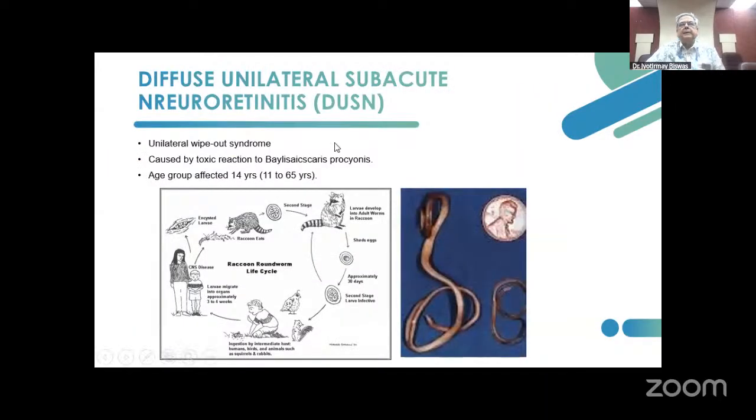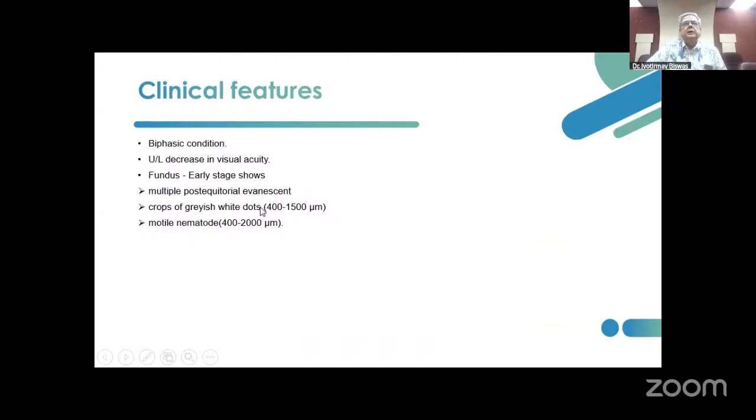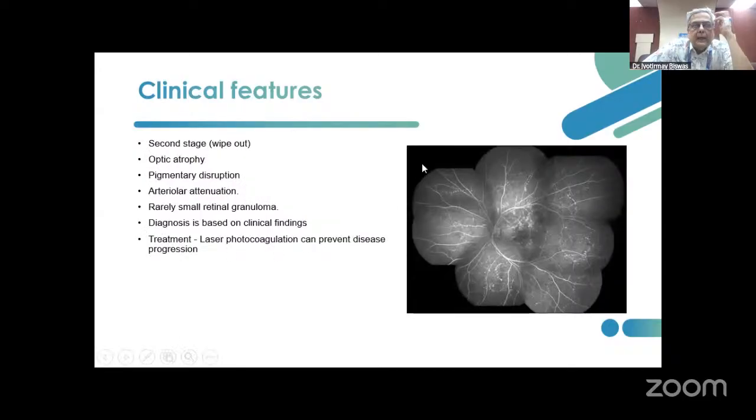And diffuse unilateral subacute neuroretinitis, we have got a patient. This is DUSN and is a biphasic condition. Fundus early stage shows multiple post-equatorial evanescent crops of whitish dots. You would be seeing this kind of whitish dots in the eye, and really small retinal granuloma. Treatment is laser photocoagulation, which can prevent disease progression.